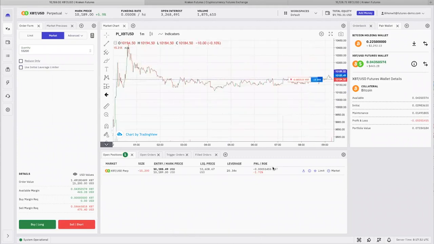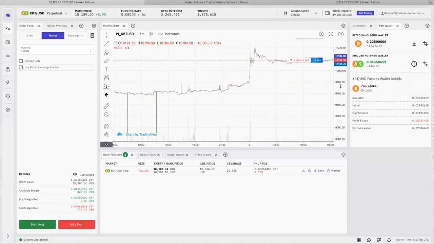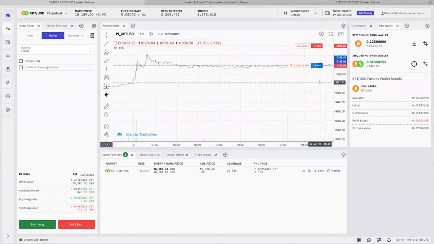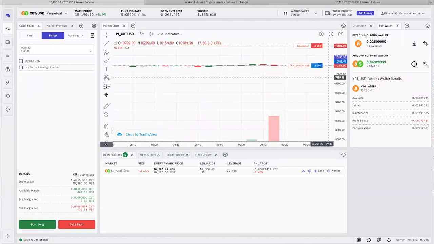And where is our liquidation price? 10.6. There's our liquidation price. So here, we've entered our trade. We're short. Our liquidation price is here. So if the price goes up to 10,608, our position will be closed. And right now we're trading with about 20x leverage. So there are three ways that we can adjust this.